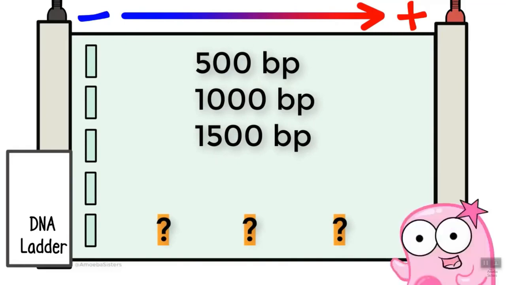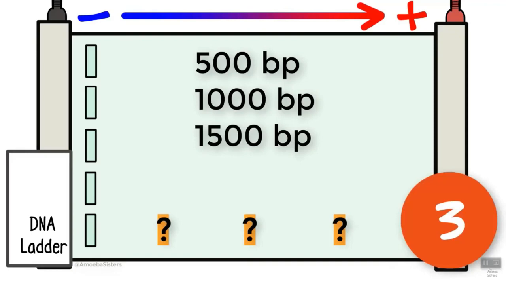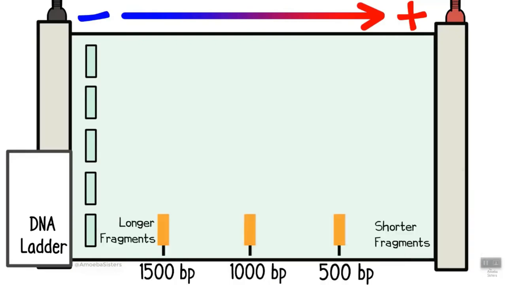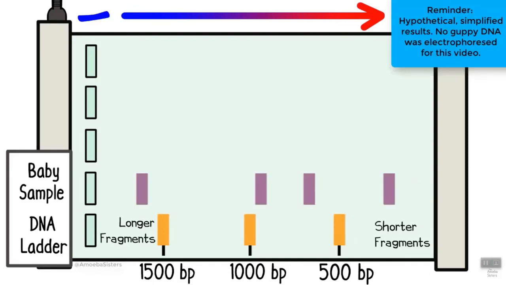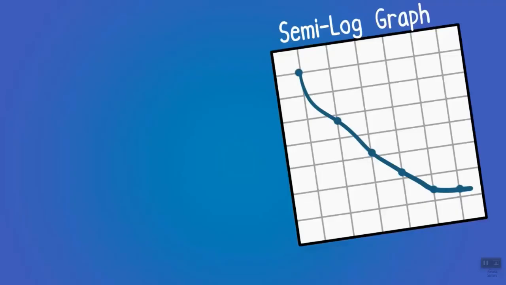Think for a minute. Where would they fit in? It would look like this. You can use this now as a reference to give estimates of how large the other fragments are when they're run alongside it. And if you want to be closer to the value, you can use a semi-log graph, something to look up.